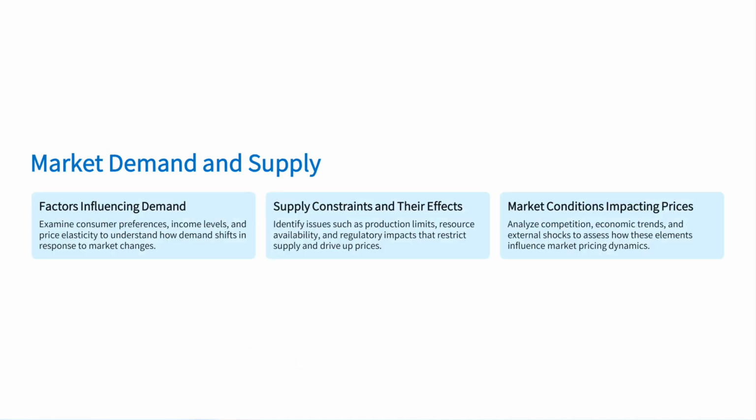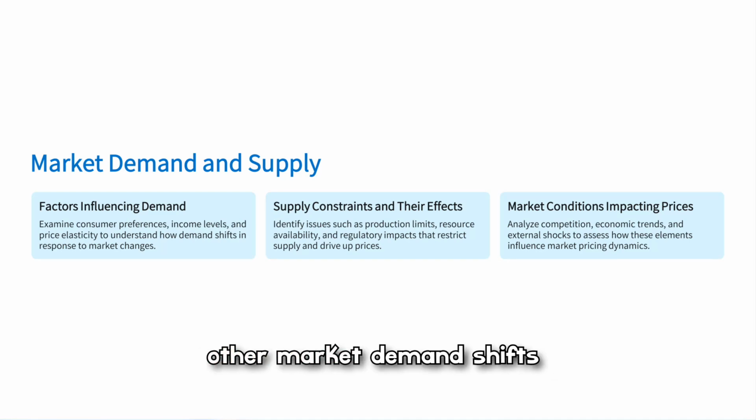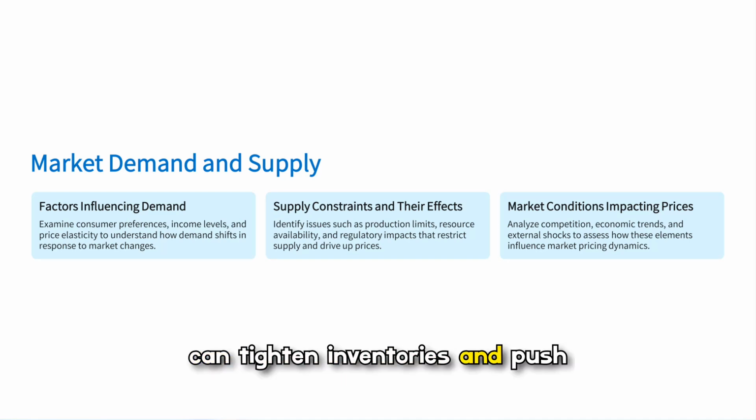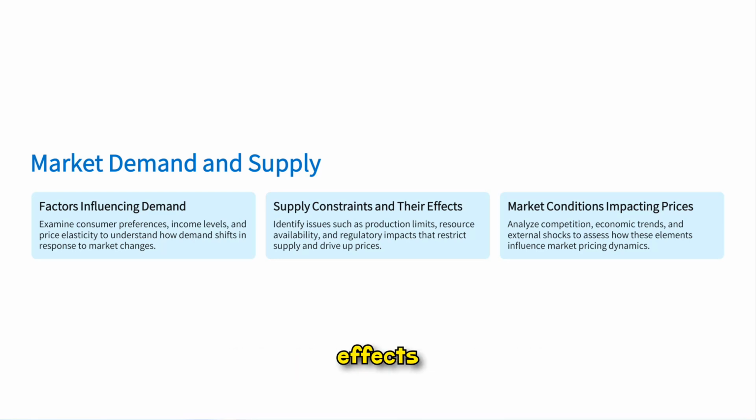the market. Market demand and supply shape bond prices just like any other market. Demand shifts with investor preferences, income levels, and risk appetite, while supply constraints, like limited issuance or regulatory factors, can tighten inventories and push prices up. Understanding these dynamics helps explain price moves beyond pure interest rate effects.